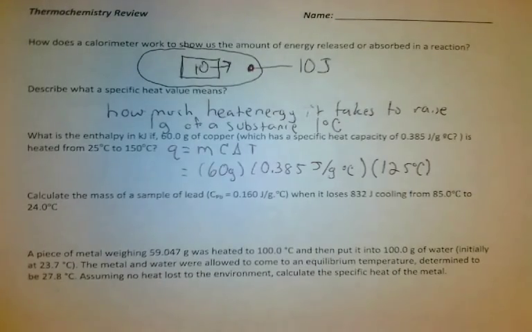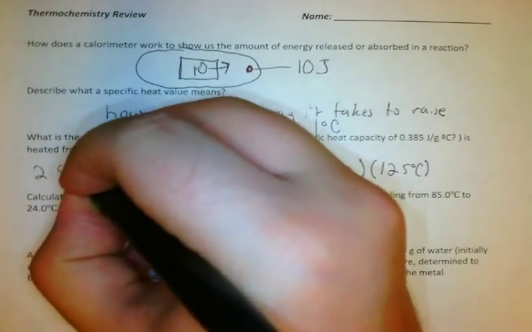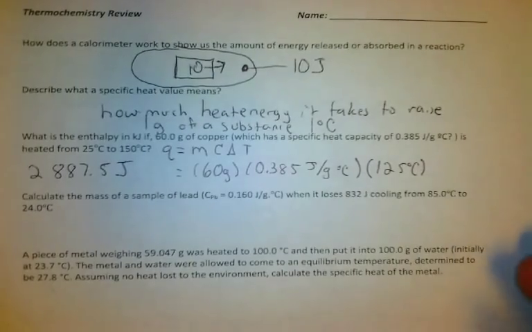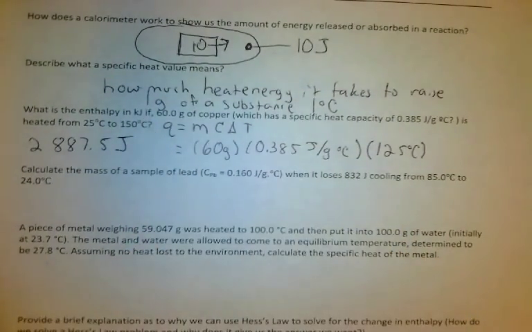So if I do this math, 60 times 0.385 times 125, we get an energy of 2,887.5 joules. Now, this would be fine, but the question wants it in kilojoules, so we would need to divide that by 1,000, and we would get 2.88 kilojoules as our answer.